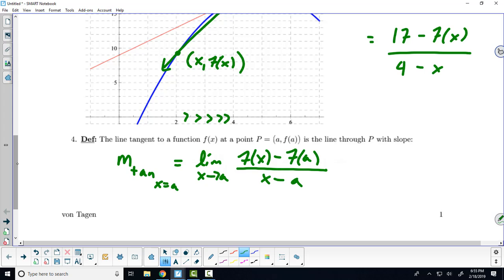And in fact, I have to add to this definition, because I've written a limit here. Do limits always exist? No. So I have to always add to this definition, provided the limit exists.